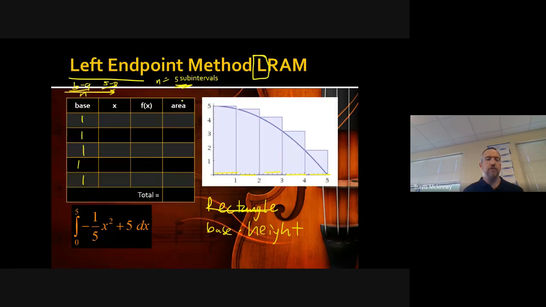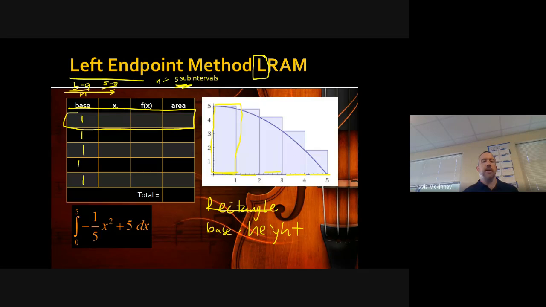So if I have 5 intervals and I'm going from 0 to 5, the width of each rectangle, or what I'm calling in this example the base, is 1. And as soon as I say stuff that doesn't make sense, stop me. That's the purpose of live teaching, so you guys can ask questions. So each of these rows is going to correspond to one of these rectangles that's drawn in the picture.